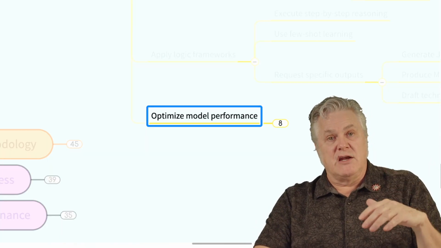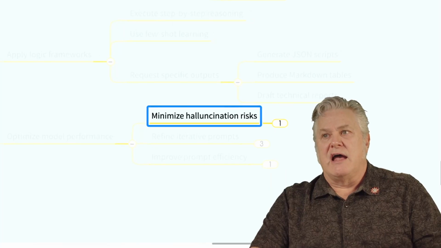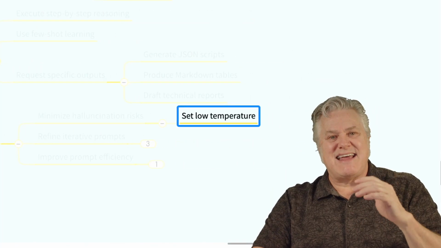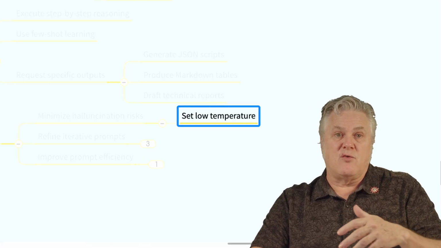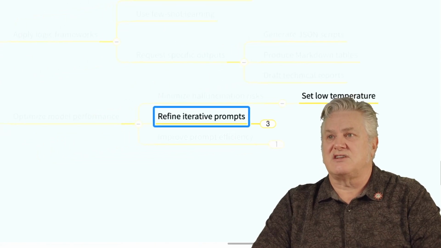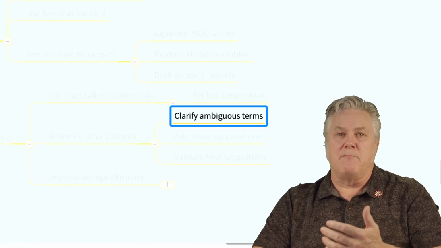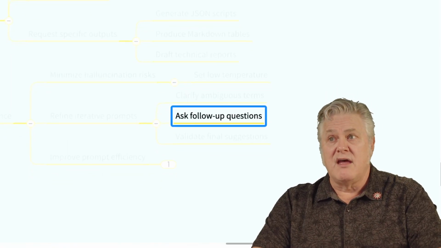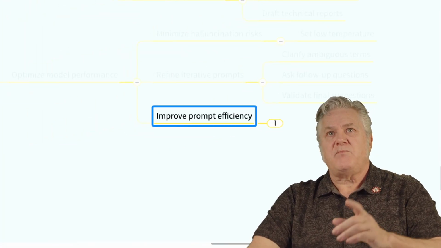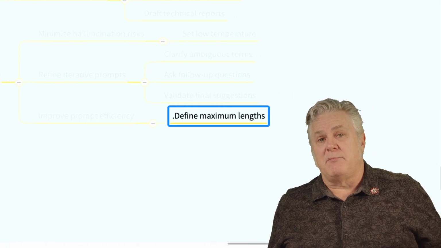Lastly, when you're in a particular model, you're going to optimize for performance within that model itself. And you start off by minimizing hallucinations. How do we do that? Well, we set a low temperature, or we can even say to it, reduce the hallucinations, make sure that you give me accurate details here. You can do a refinement of iterative prompts by clarifying ambiguous terms that you may have come up with, ask follow-up questions, and validate final suggestions. Lastly, you can improve prompt efficiency by defining maximum lengths.